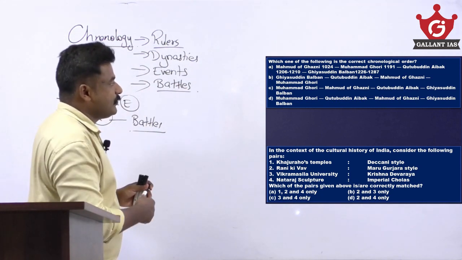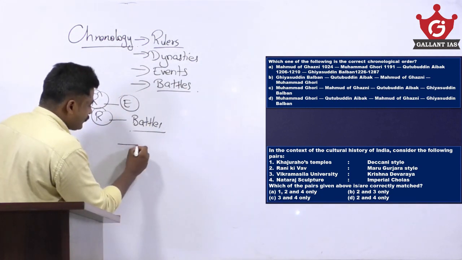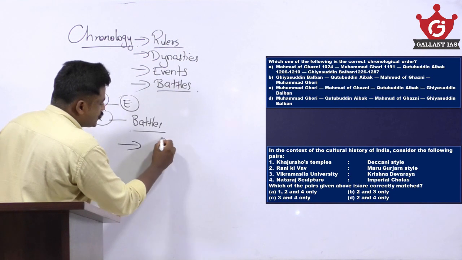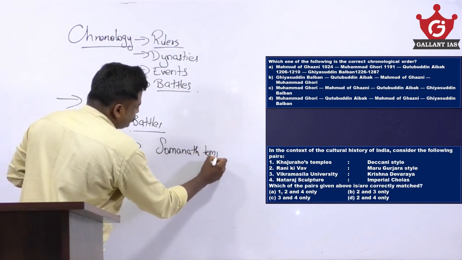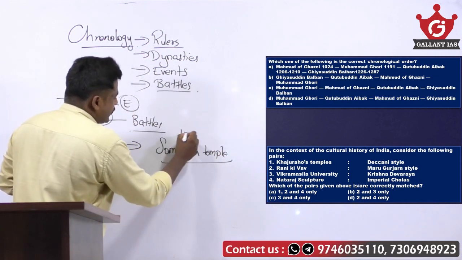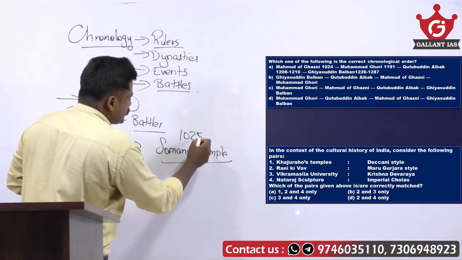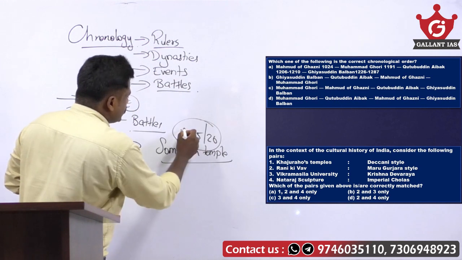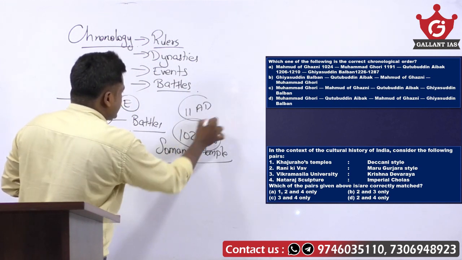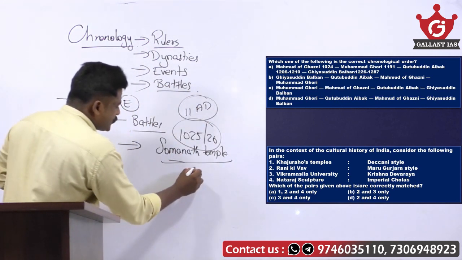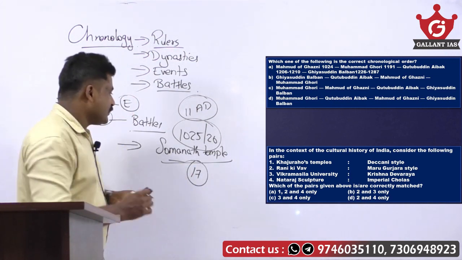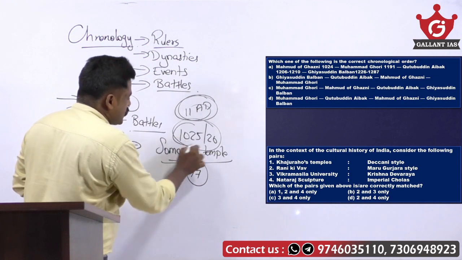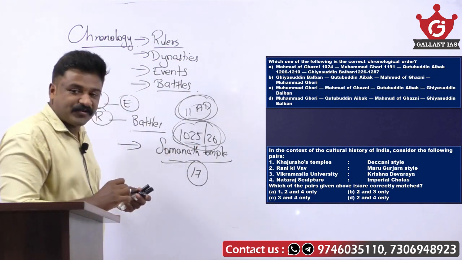So here I solved this question by connecting the rulers or the invaders with the major events of the time. Let us take Mahmud of Ghazni. When I say Mahmud of Ghazni, yes, I know there is the Somnath temple plunder, 1025-26, in the 11th century AD. Mahmud of Ghazni invaded India 17 times. He is known for the 17 plunders of India. So I connect him with the Somnath temple plunder, 1025-26.